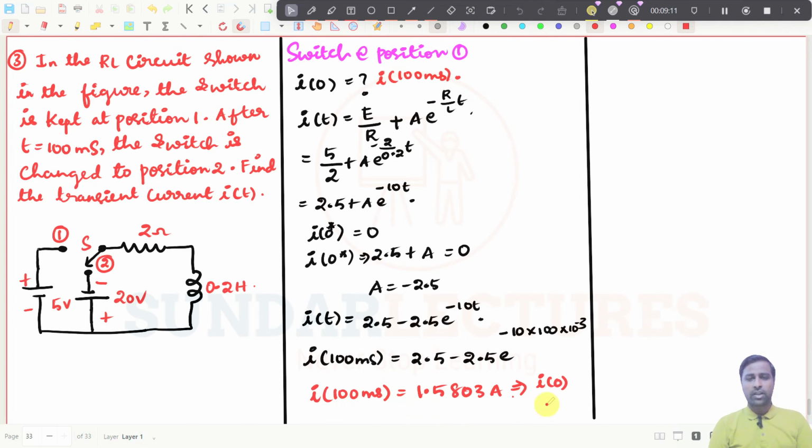And we have found the initial condition for position number 2 now. So now if this switch is connected to position number 2, then what happens?